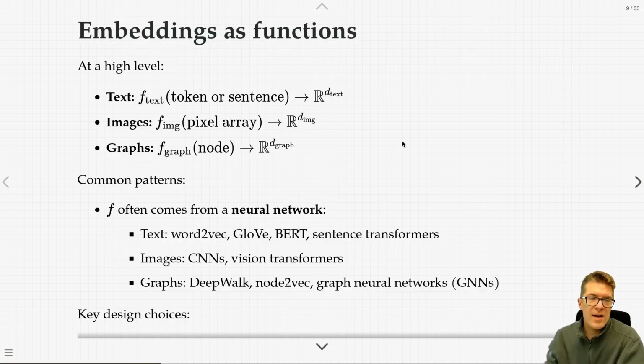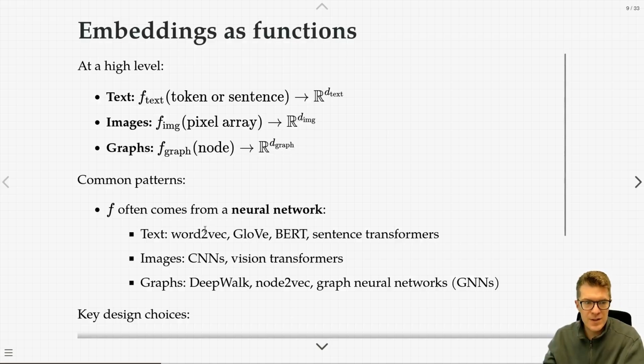So again, I kind of framed embeddings as functions a few moments ago. At a high level, you have a function that takes a token or a sentence or a full document, and then produces a d-dimensional representation in text space. Similarly, you could pass a pixel array as X and produce a transformation into image space, or take a node adjacency matrix, apply it to a function that's good on graphs and produce an embedding in graph space.